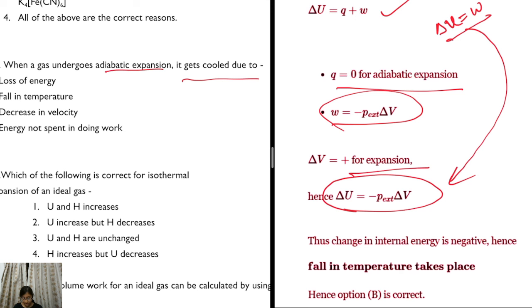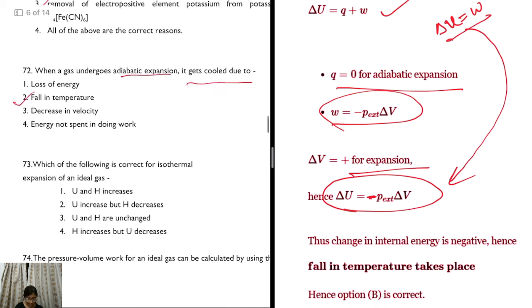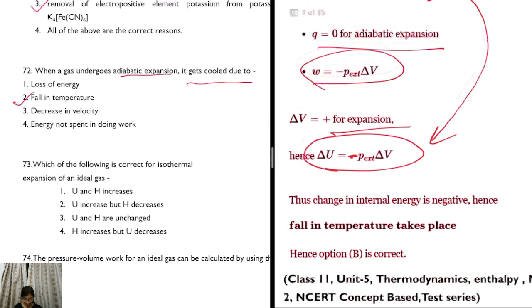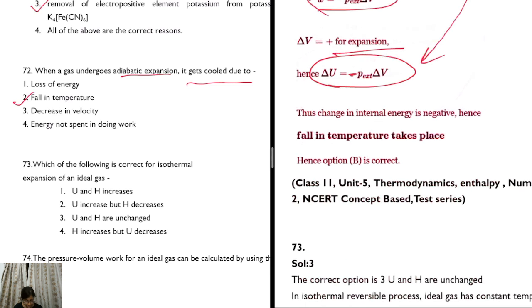So change in internal energy is negative. That is, a temperature fall is there. So what would be our answer? Fall in temperature. Let's see the next question.